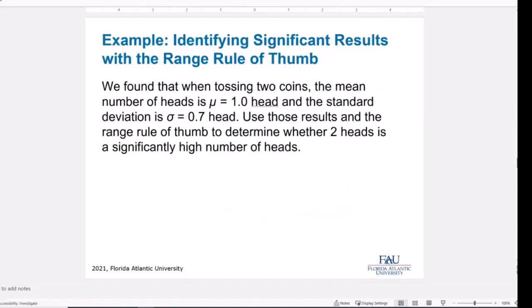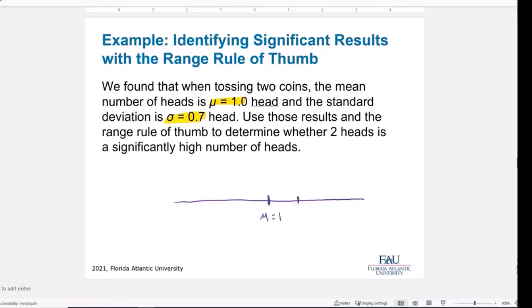What I mean by not significant is that they're not out of the ordinary. Identifying significant results. We found that when tossing 2 coins, the mean number of heads is 1, and the standard deviation is 0.7. And we want to use those results and the range rule of thumb to determine whether 2 heads is a significantly high number of heads. But I can draw, here's my mu, which equals 1.